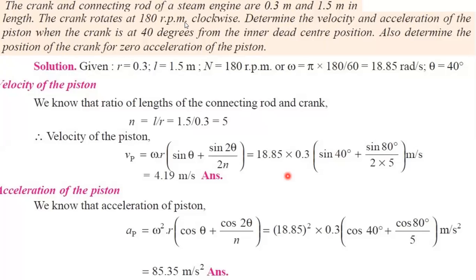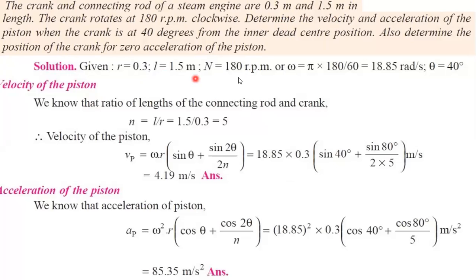The crank and connecting rod of a steam engine are 0.3 meter and 1.5 meter in length. That is, the crank radius is 0.3, so R is equal to 0.3, and connecting rod length is 1.5 meter. The crank rotates at 180 rpm. So N is equal to 180 rpm.